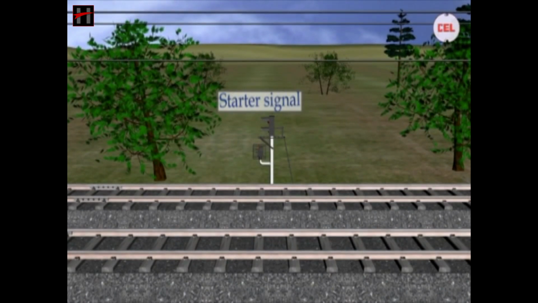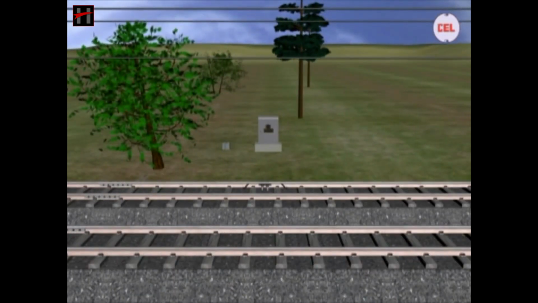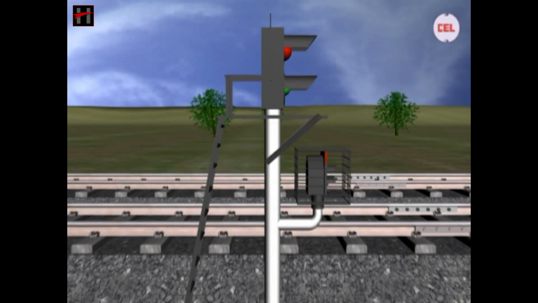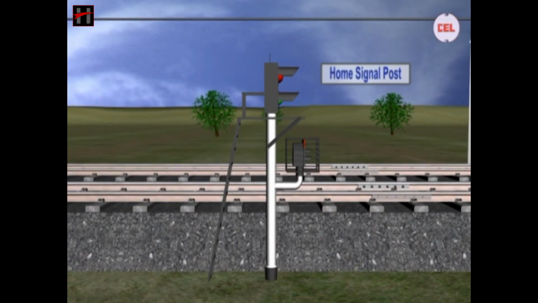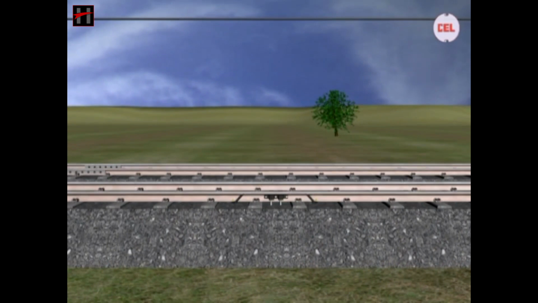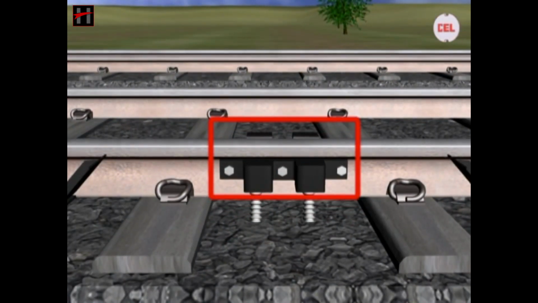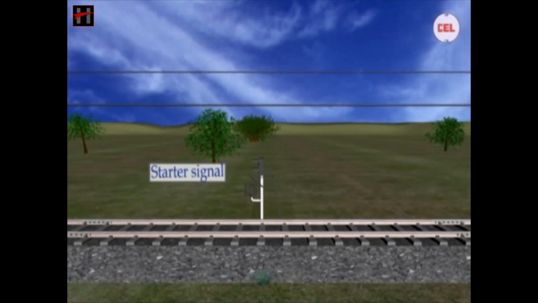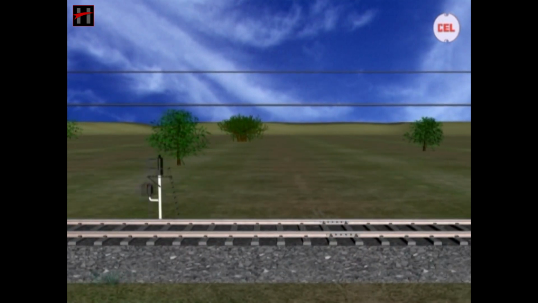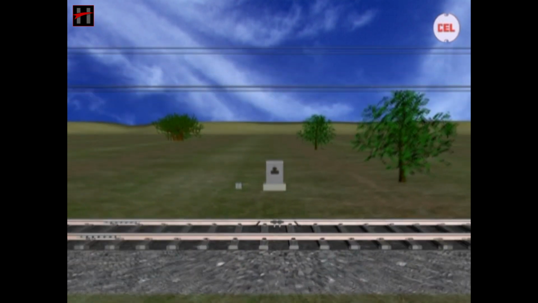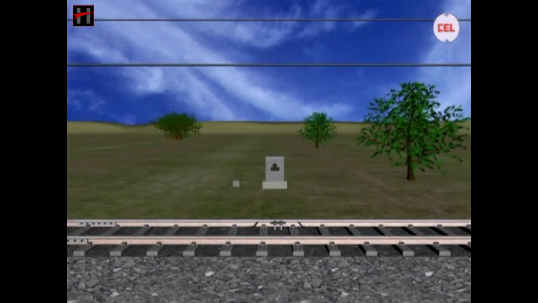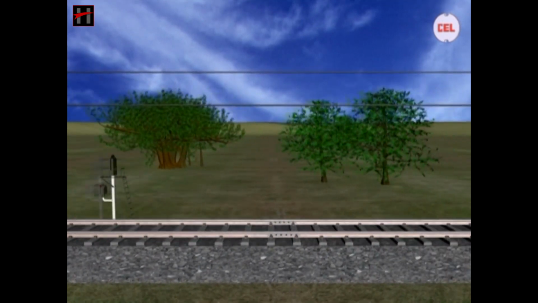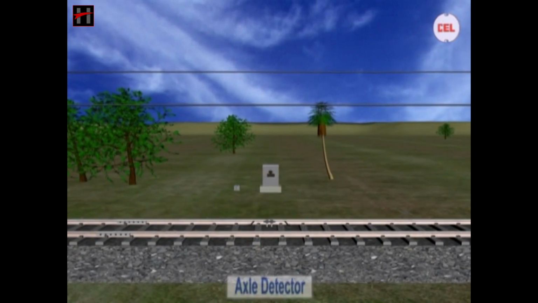Ensure that the axle detectors are installed after the advanced starter signal post and the home signal post on up and down line for use as VPAC on double line section. Ensure that the axle detectors are installed after the advanced starter signal post of both the stations for use as VPAC on single line section.